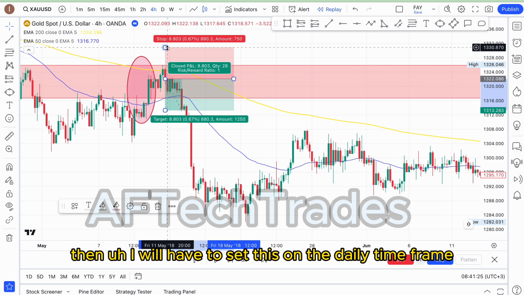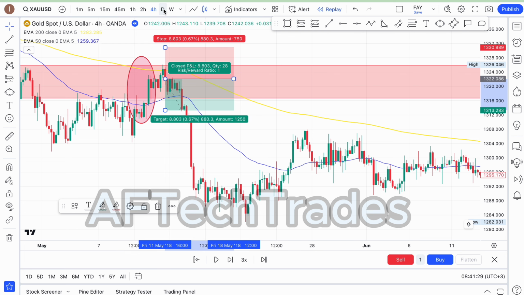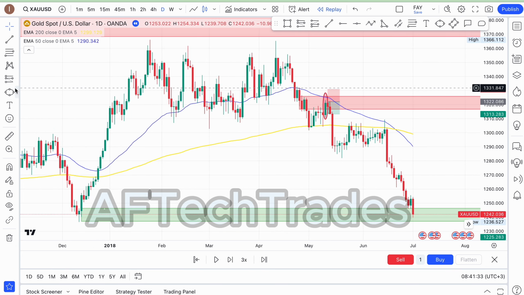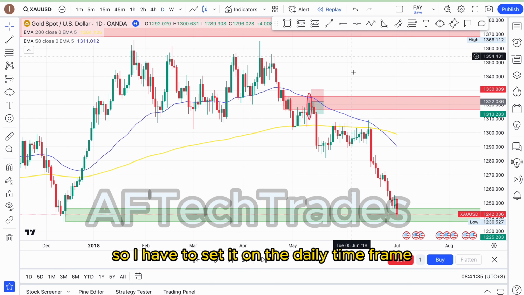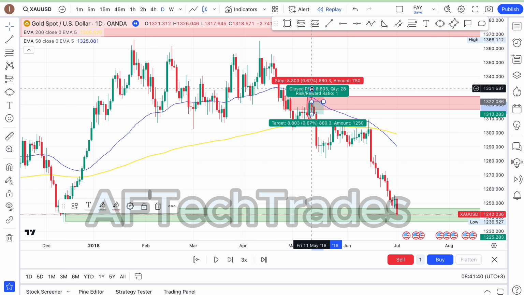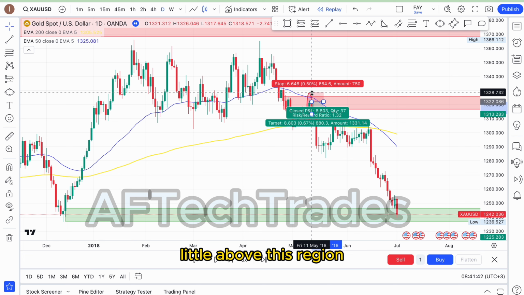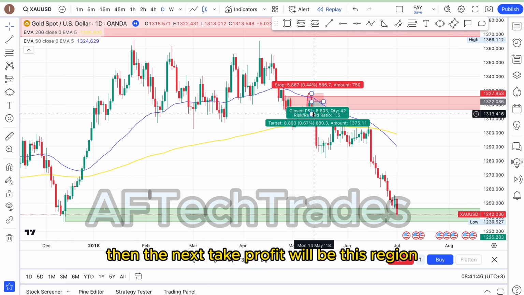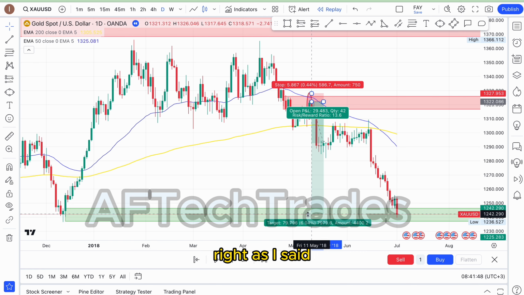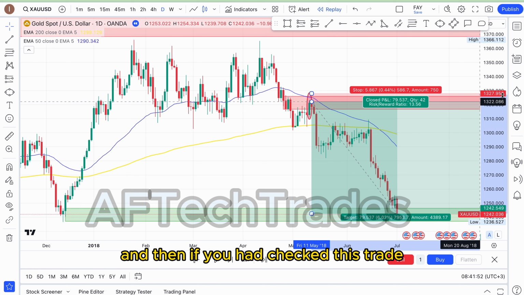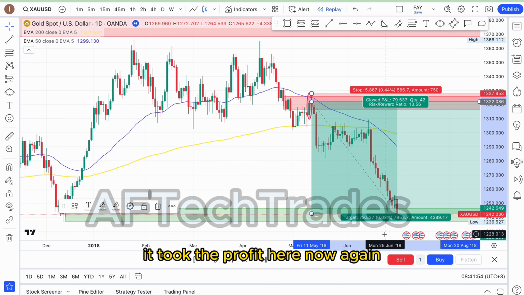Then I will have to set this on the daily time frame. I place my sell there, a little above this region, then the next take profit will be this region, right, as I said. And if you had checked this trade, it took the profit here.